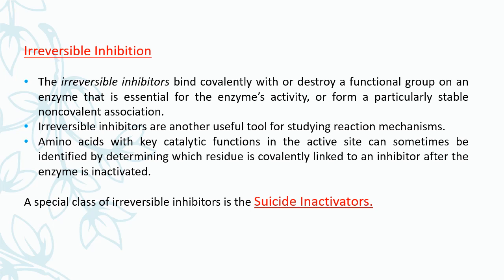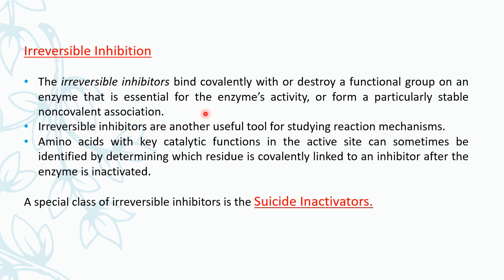Okay, we can regain the functioning of that particular enzyme. When another enzyme molecule is synthesized, then only we can overcome the process and the enzyme can function normally again. Okay, so the irreversible inhibitors bind covalently with or destroy a functional group on an enzyme that is essential for enzyme activity, or form a particularly stable non-covalent association.